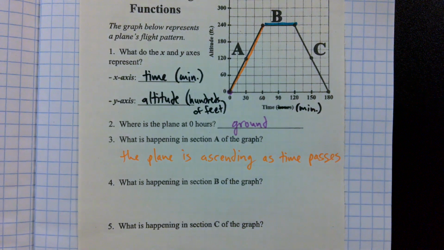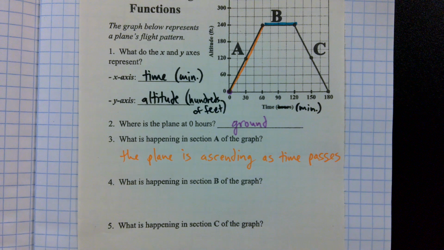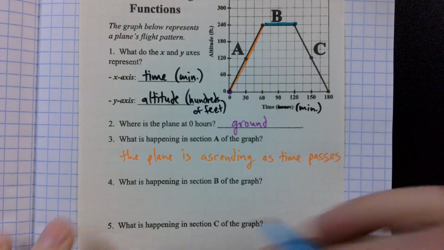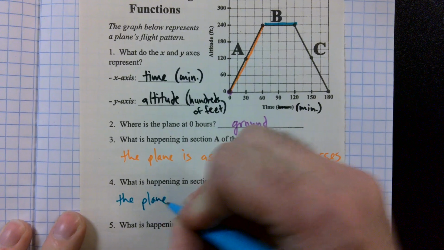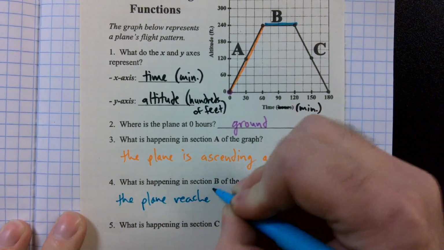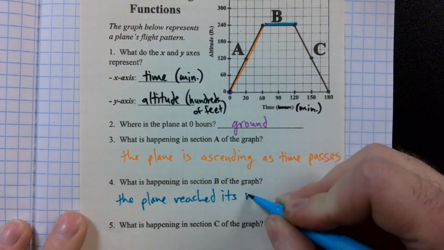Who can tell me with a hand what's happening in section B? It is at its peak height and it reached a plateau. Good. It reached its peak height and it's staying there. Is time still moving? Yes. Is the plane ascending anymore? No. So what's happening in section B? The plane, we could say, reached its max altitude.